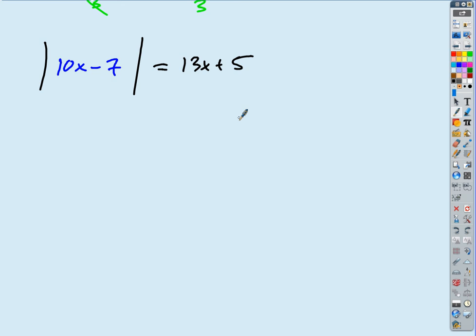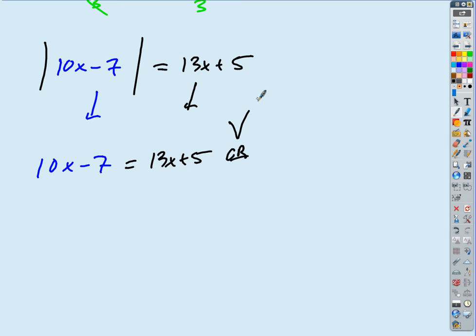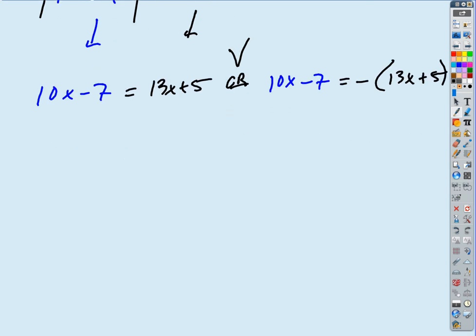We solve those equations. What has to be true here is that whatever's inside 10x minus 7 must either equal 13x plus 5, or, remember that's our symbol for or, 10x minus 7 has to equal negative the quantity 13x plus 5, because the absolute value would make it positive, right? So I can just solve those two equations and see what happens.